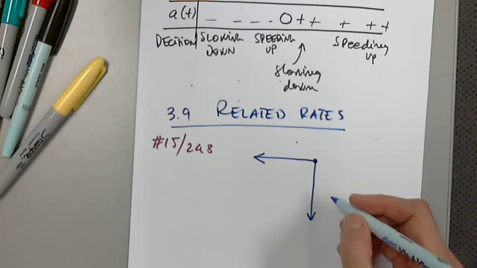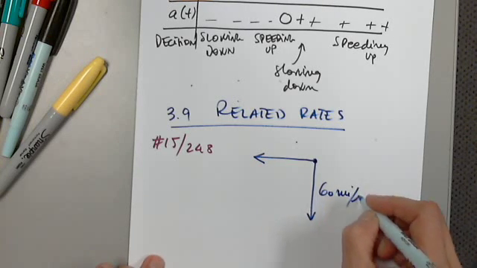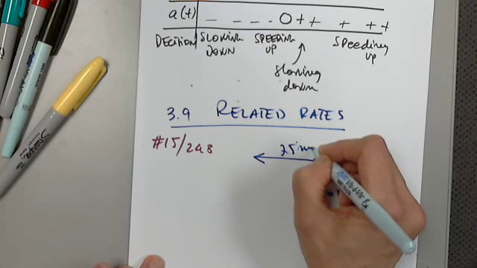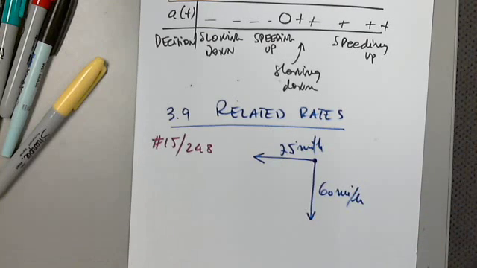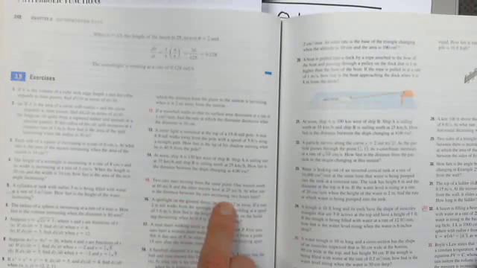This one that goes south, it says at 60 miles an hour. And this one at 25 miles an hour. At the same time. Now I read on. At what rate is the distance between the cars increasing 2 hours later?